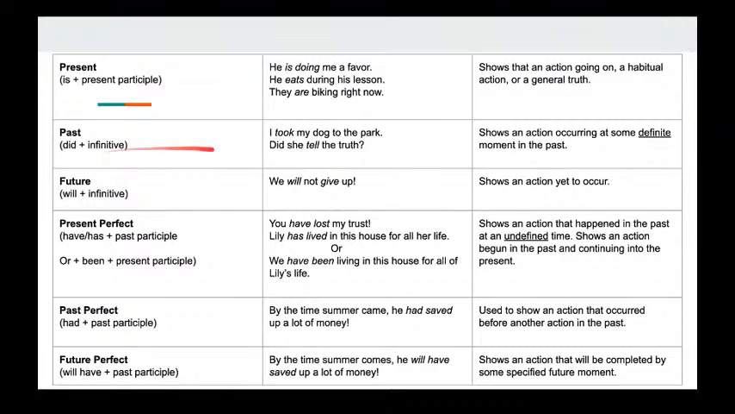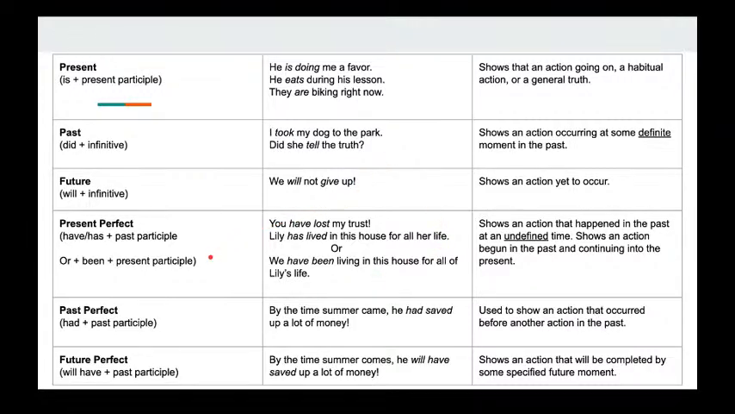Past: did and infinitive. By the way, the things in parentheses are just examples and they're not always applying, because here I wrote did and infinitive, but it's not always did. It's just past tense. So, I took my dog to the park. Did she tell? The past shows an action occurring at some definite moment in the past. The future tense can be formed by will plus the infinitive. We will not give up. It shows an action yet to occur.